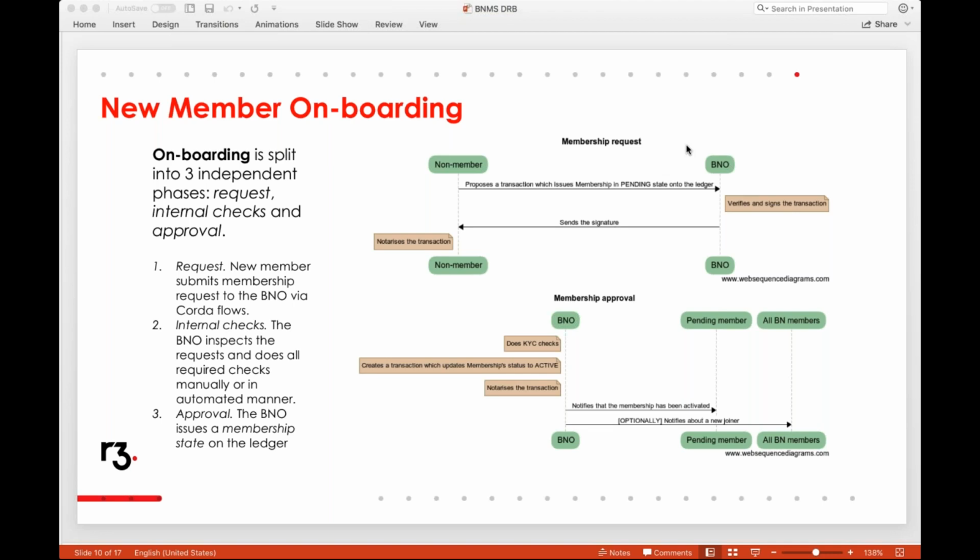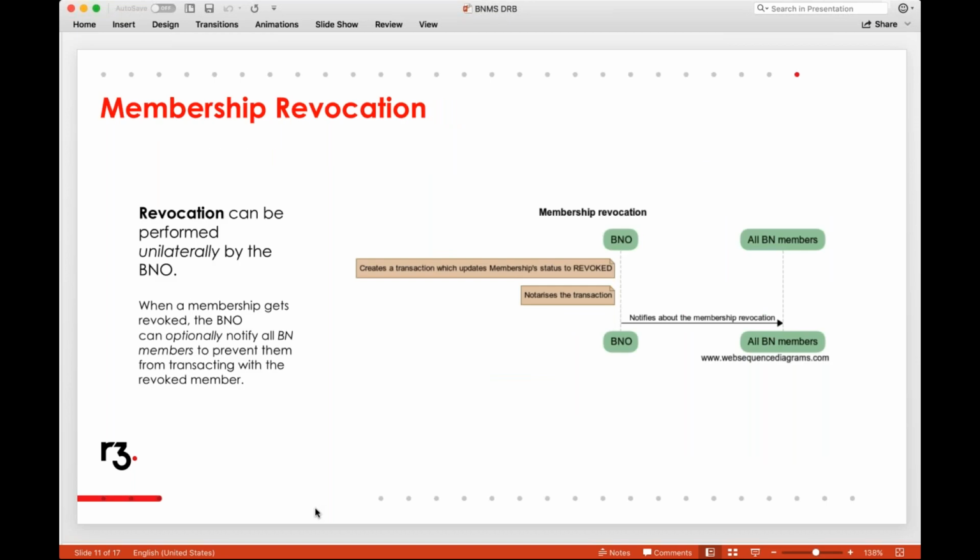So after all the checks have been done, the BNO can unilaterally approve the membership and move it to the approved status. And that's the point where the member can start transacting on the network. Yeah, next slide, please. Hold on.